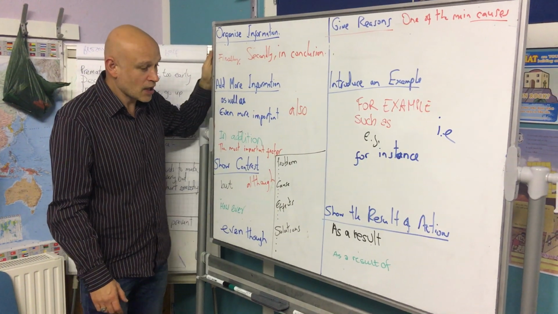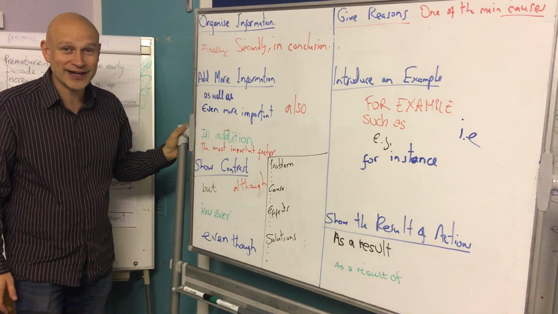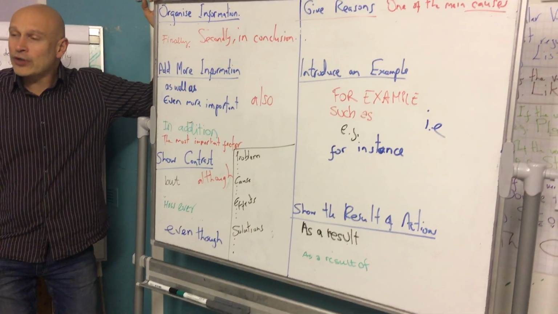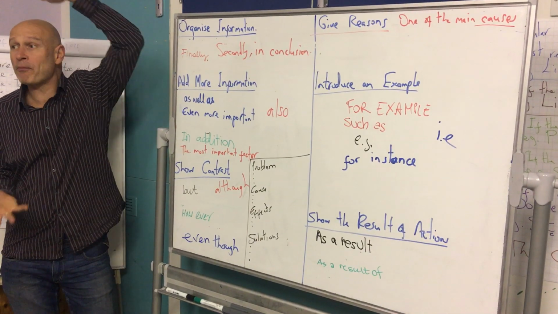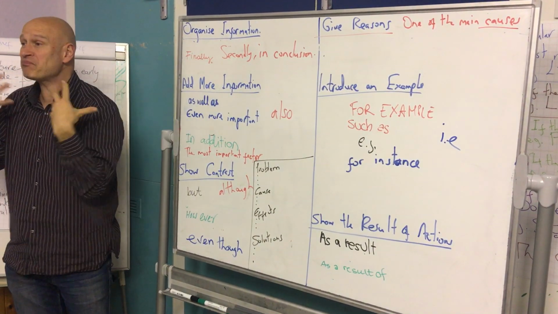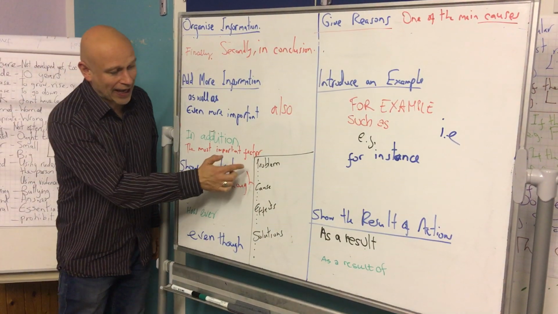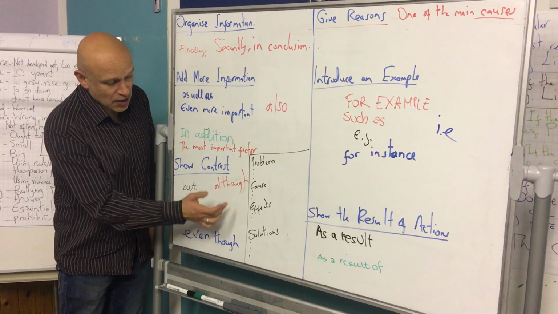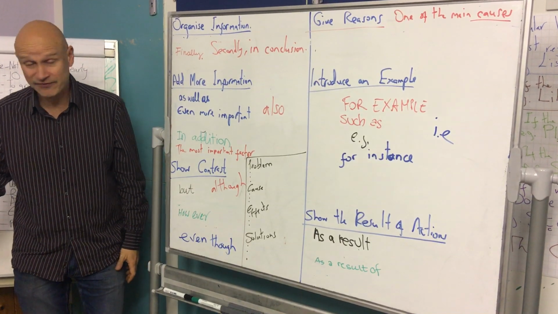Okay, so here we're looking at how we organise information when we want to do a report of some sort, to give people information. And what we were doing today was looking at a problem, the cause of the problem, the effects that it could have, and the solutions that we want to give.